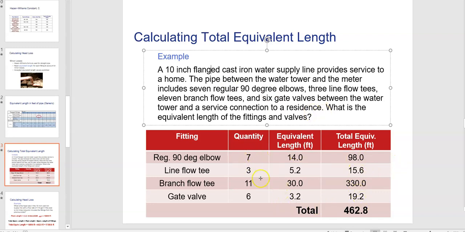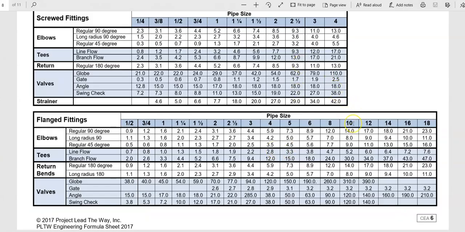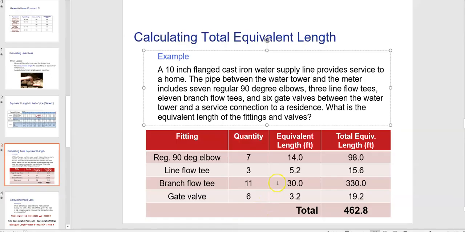You'll notice that each one of these values is taken from this chart. So you can go through and say, I got so many long radius 90 elbows, branch flow T's at 10. So notice, let's give an example. For branch flow T's, 10-inch diameter, it's a value of 30. So if we go back here, we have 11 branch flow T's, equivalent length of 30.